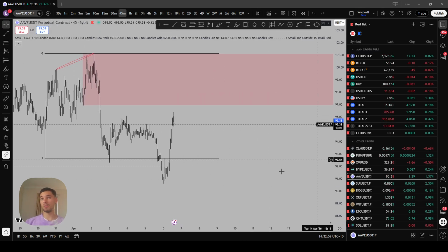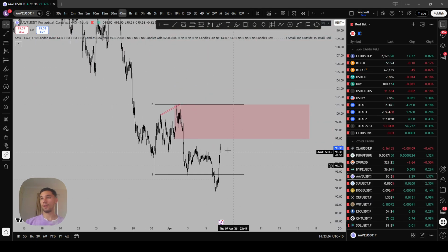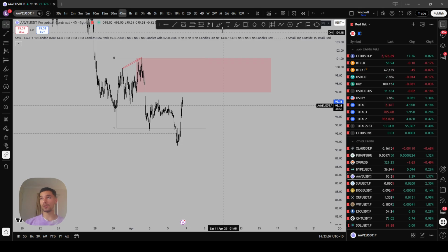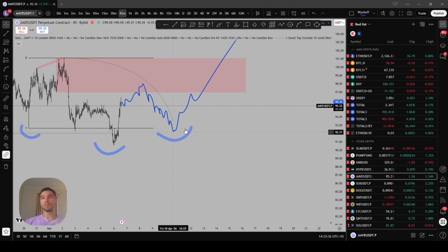Still a ranging environment, but there's just no return to zone, and we do have quite a bit of supply. The only thing that would make this interesting is if we mitigate this supply and then slowly come back down for an extended tap, and it becomes something like your tap 1, tap 2, tap 3. So it's a higher time frame model 2, and then your return to zone will look something like this. Something like that. This is the only thing that would make this interesting.